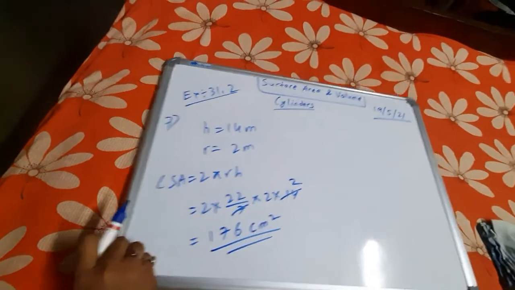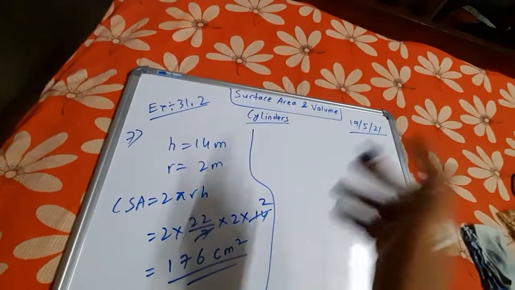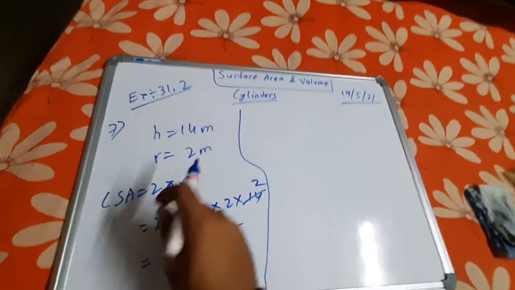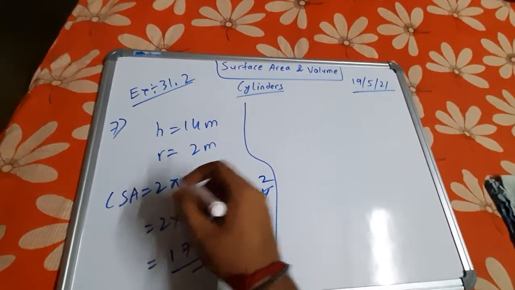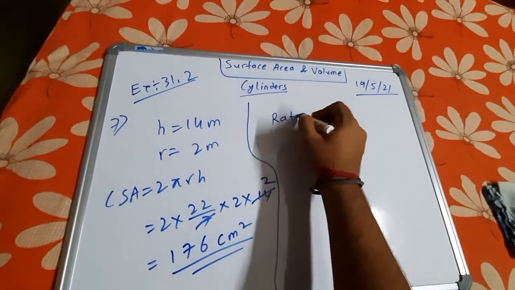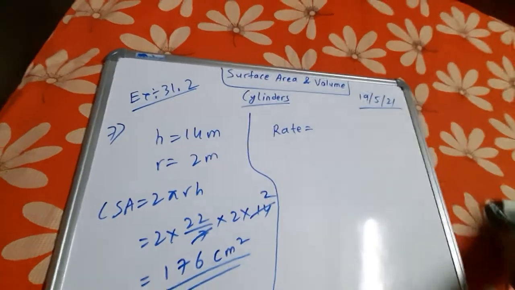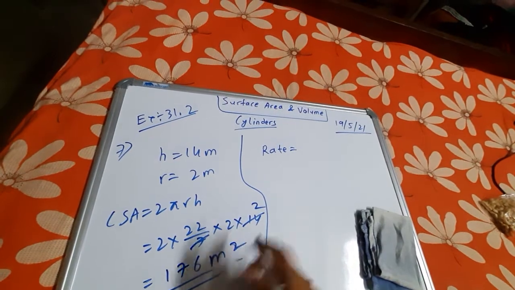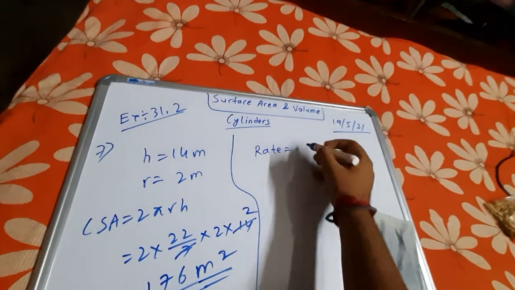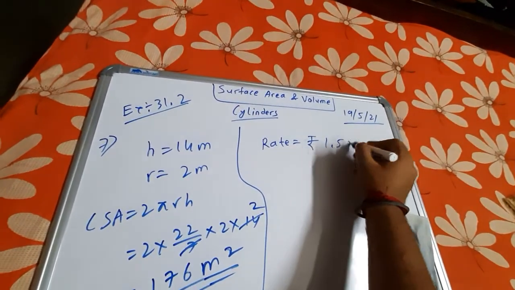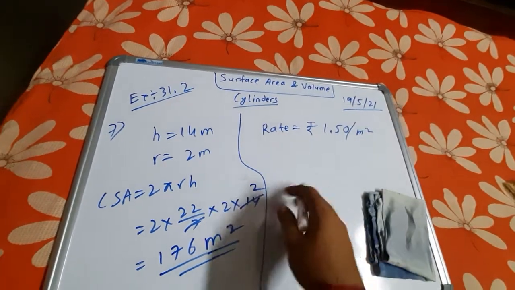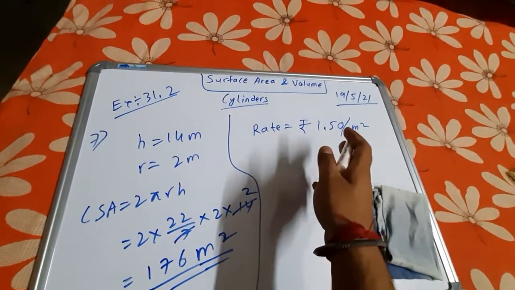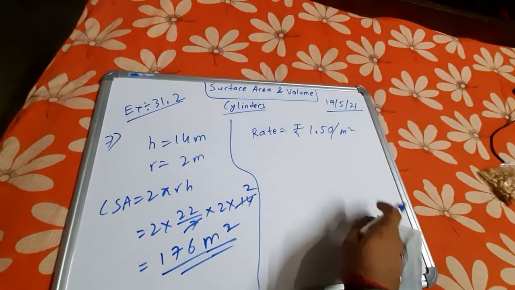Now I have to paint the whole pole, that is I have to paint the curved surface area. Now what is the rate? The rate is given. Actually, sorry, this is meter square, not centimeter square. Now rate is given as rupees 1.50 per meter square. That means 1 rupee 50 paisa per meter square.